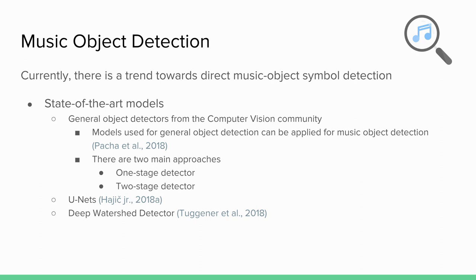Okay, as said, there is a current trend towards this idea, and we have seen recently some papers using this formulation, for example, using general object detection that comes from the computer vision community. Object detection in images has been one of the main problems of computer vision. We can just take their developments and apply them to music notation. We have seen some works about it in which there are two main approaches, one-stage detectors and two-stage detectors, but we have also seen some works that dealt with this problem specifically for OMR, like the U-Nets by Jan and the deep watershed detector. These two works are also in the state of the art, because they are going to be presented at ISMIR as well. So if you are interested, tomorrow is your day. You can learn much more than today.